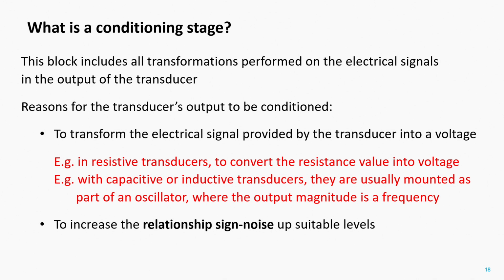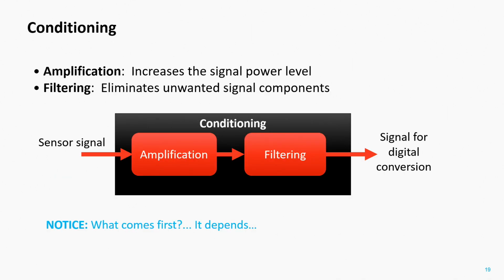The reasons for including the conditioning part at the end of the transducer stage are mainly these two, pointed out here. The first one is to transform the electrical signal provided by the transducer into a voltage, and the other one is to increase the signal-to-noise ratio to suitable levels so that the signal can then be processed by a digital system. The conditioning stage, in order to tackle these two questions, normally includes two parts, as shown in the drawing: the amplification part and the filtering one.